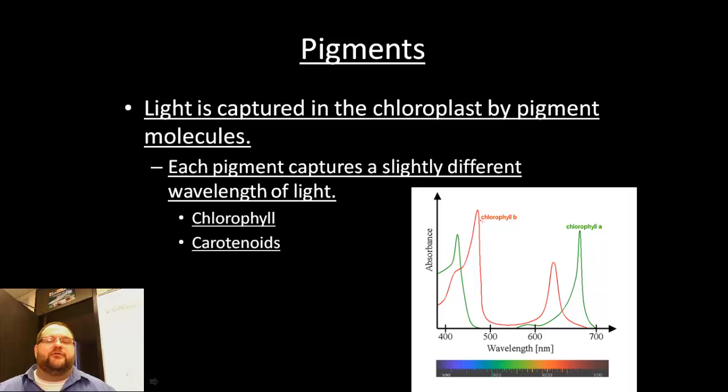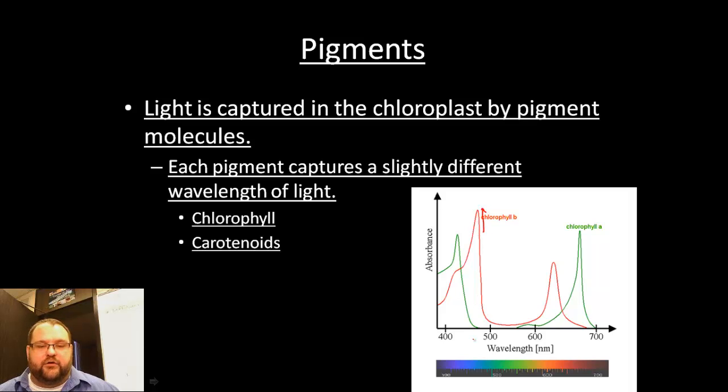Okay, so if we look at chlorophyll B, it absorbs a lot in this sort of violet to blue range. And then chlorophyll A absorbs a lot in the violet, blue, and red range. So you can see these are absorption peaks. Where the peaks are, that's where they absorb the most light.